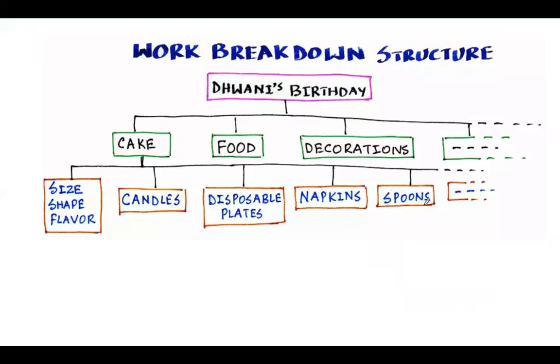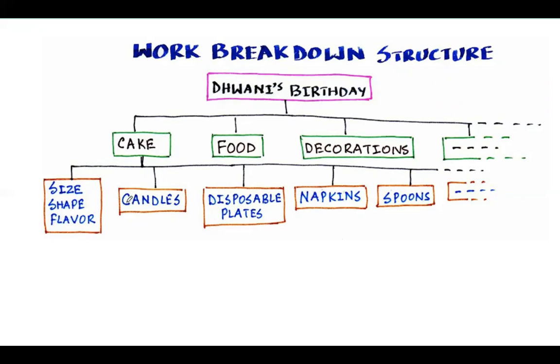So an example of work breakdown structure is given. And note a couple of things. You have a project deliverable, so somebody's birthday. Then within that, to arrive at the deliverable, you need to produce cake, you need to produce food, you need to produce decorations, and so on. Within cake, you need to produce or have size, shape, and flavor. You need to have candles, you need to have plates, you need to have napkins and spoons within cake only.